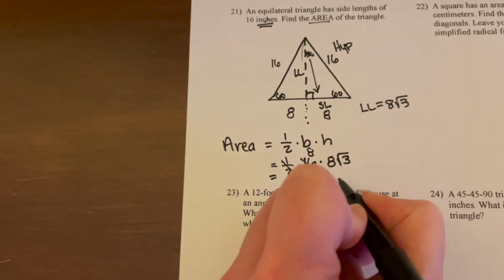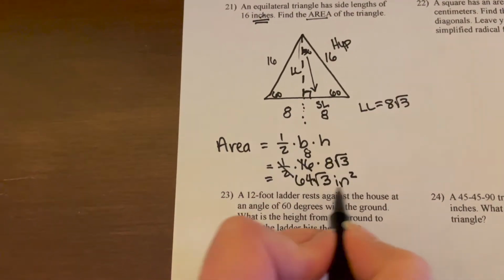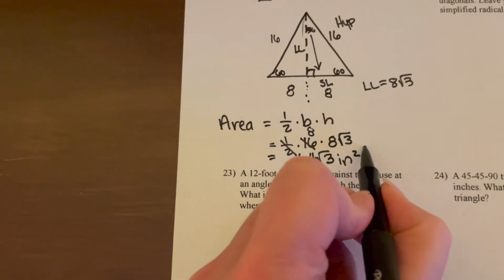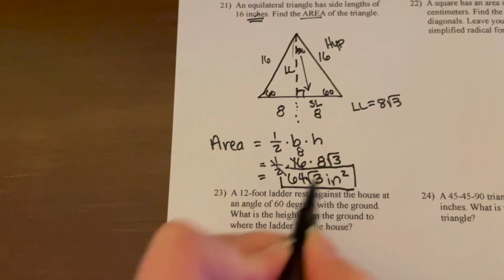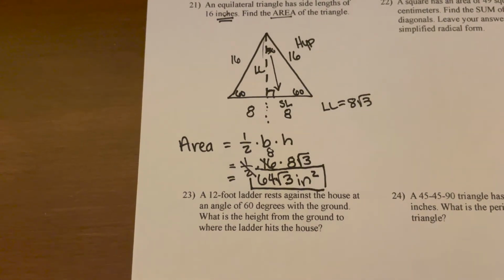And then, don't forget, when you have word problems, you need to have units. And since it's area, it's square units. 64 root 3 inches squared.